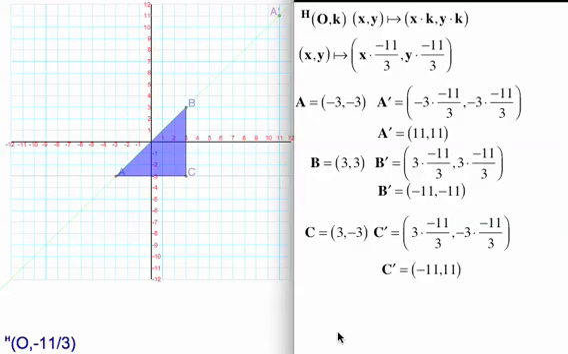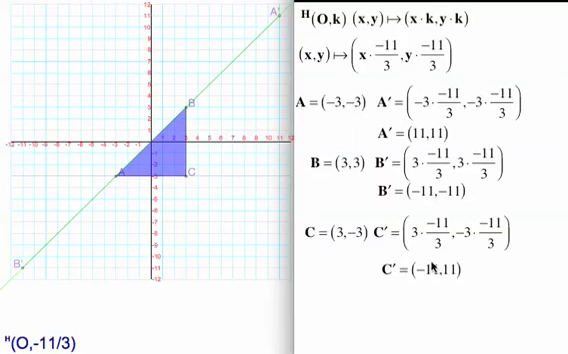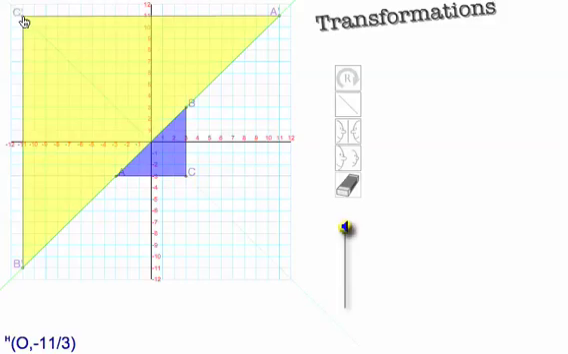Wait a minute, that's not our final answer. Let's plot those points. Sorry about that. We're going to plot the B prime point at negative 11, negative 11. So negative 11 is down here. And then let's plot the C prime point at negative 11, positive 11, up here.